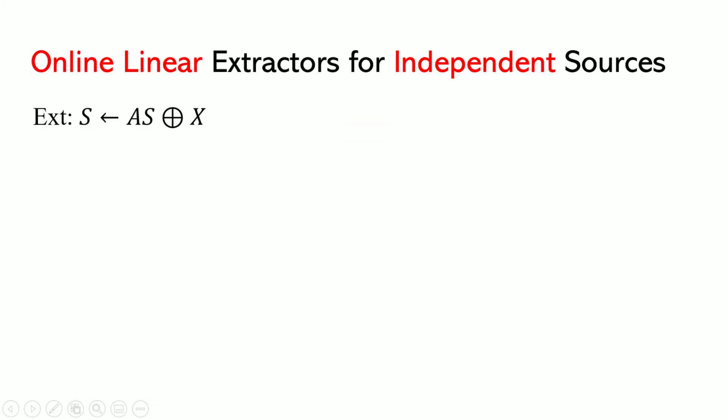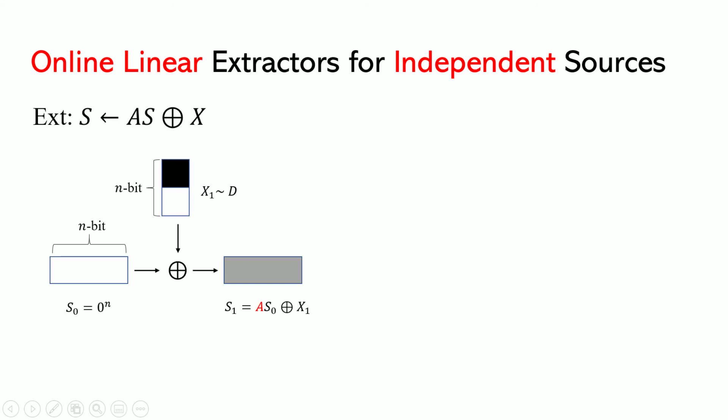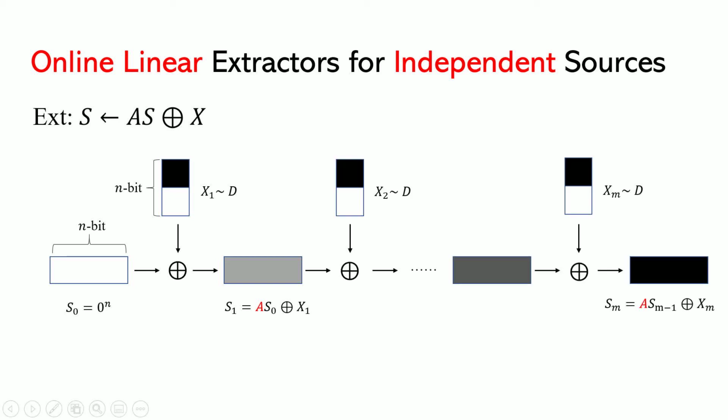To be more specific, suppose S is initially all zeros. X1 is a weak random source. S is updated by applying linear transformation A to S and then XOR with X1. In the slide, you can see that S0, the initial state, is updated to S1. Then we update S by applying A to S1 and XOR with X2 and so on. This process is repeated multiple times, and in the end, the final state is the output of the online linear extractor.